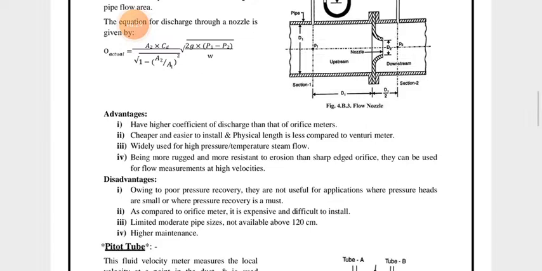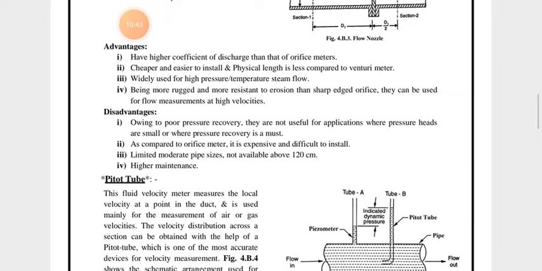That is, if the pipe size is more than 1.2 meter, we cannot use that nozzle for the pressure head. Then higher maintenance, maintenance in the case of the nozzle is high.